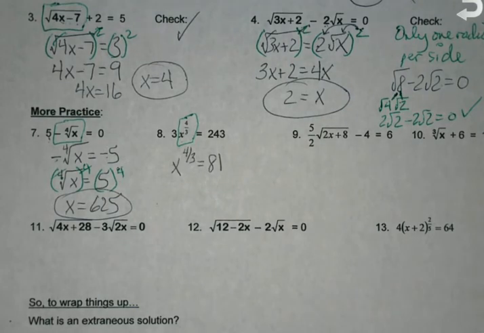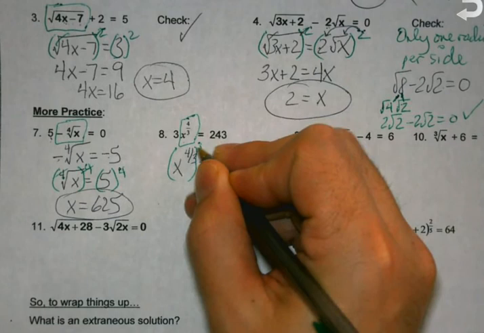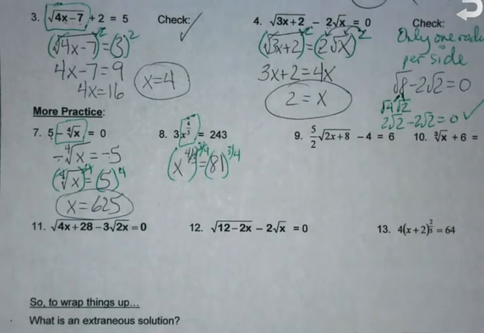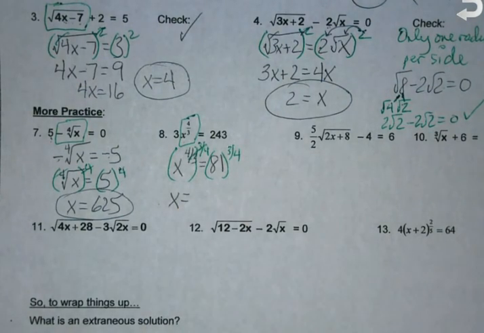And just like we did up in example 2, I have to take it to the inverse power. Now again, at this point you have a choice. You could punch 81 to the 3/4 into your calculator, get the answer out, that's fine.